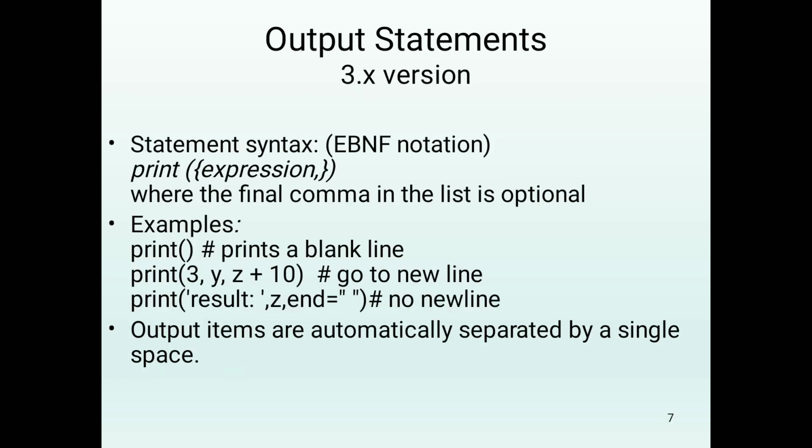Here are the output statements. So how can we use the output statement? Usually output statements will be used with the print function. So print with open and closing parentheses will print a simple blank line. For example, in the C program we use /n, right? /n is for the new line character. So similarly, print of nothing will print a simple blank line.